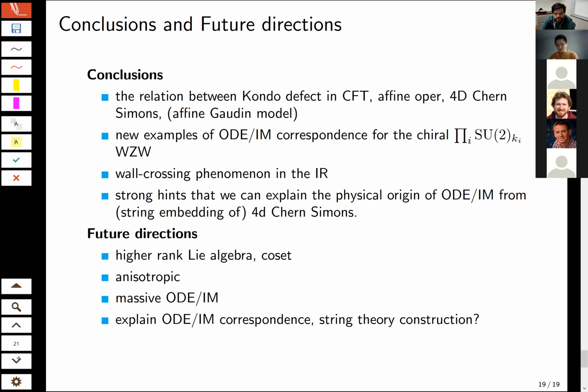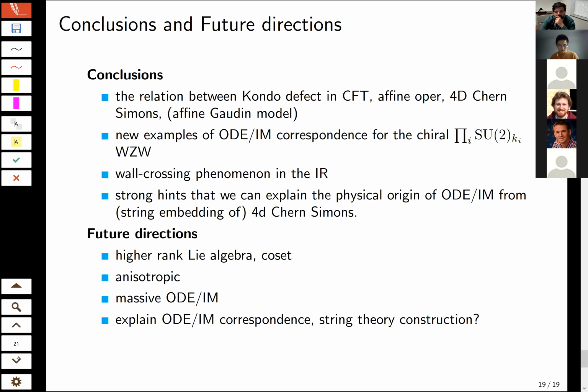So about the physical origin of this ODE/IM correspondence, we made that conjecture, but to actually prove that conjecture, we have to go to the string theory construction of 4D Chern-Simons. And that will be one of the future directions. But the idea is to try to realize this as string dualities.